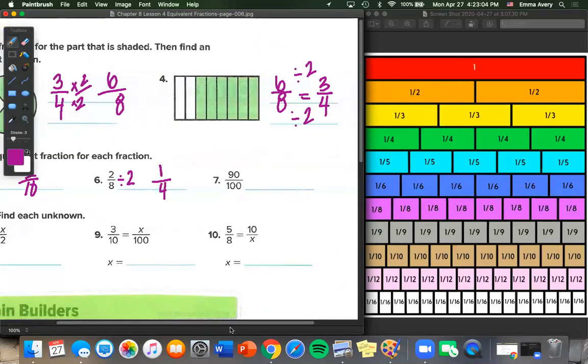Number 7, same, real easy. We just got to take away a 0. So 9/10 is equal to 90/100.